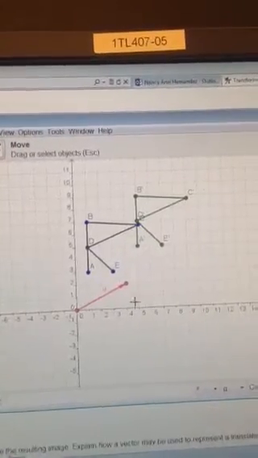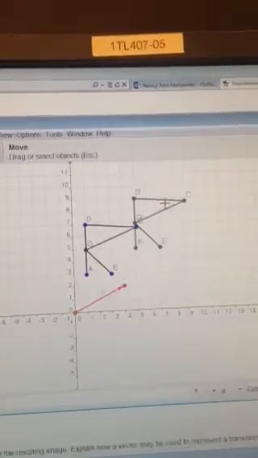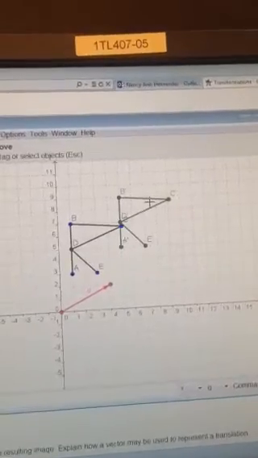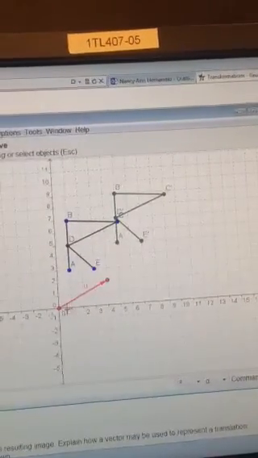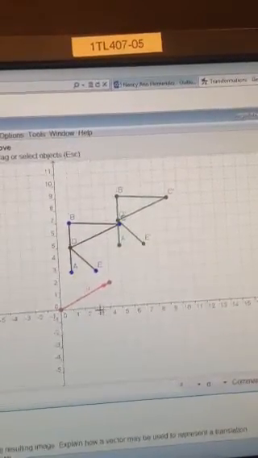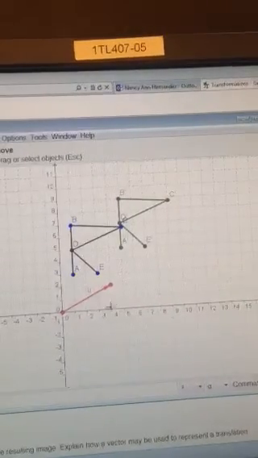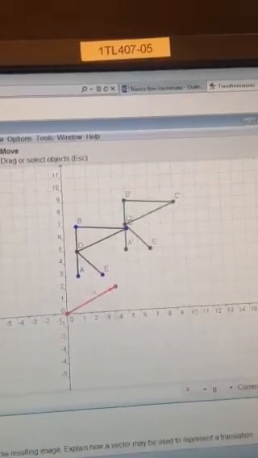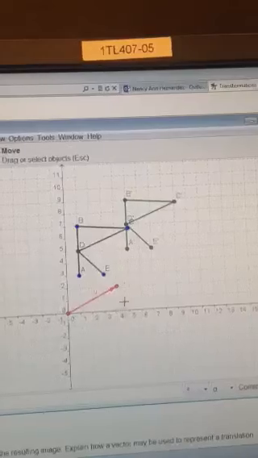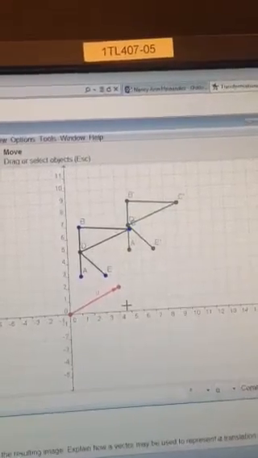And now the pre-image and the transformed image are separated by 4 units to the right on the x-axis and 2 units up on the y-axis.